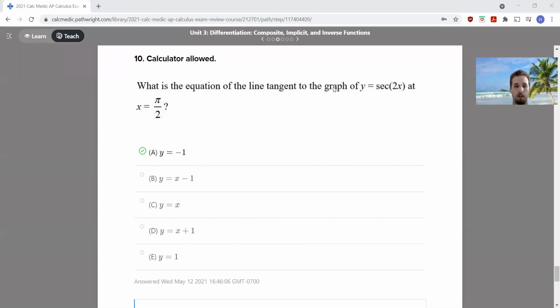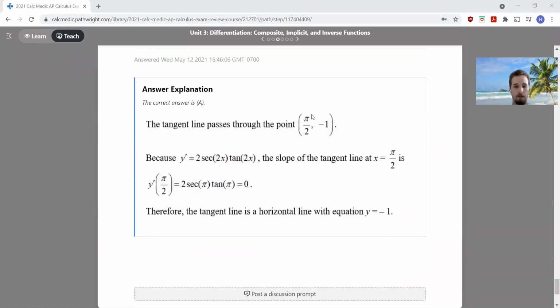So when you put in x equals pi over 2, the point is -1. And they solved for the derivative. Tangent of pi is equal to 0.